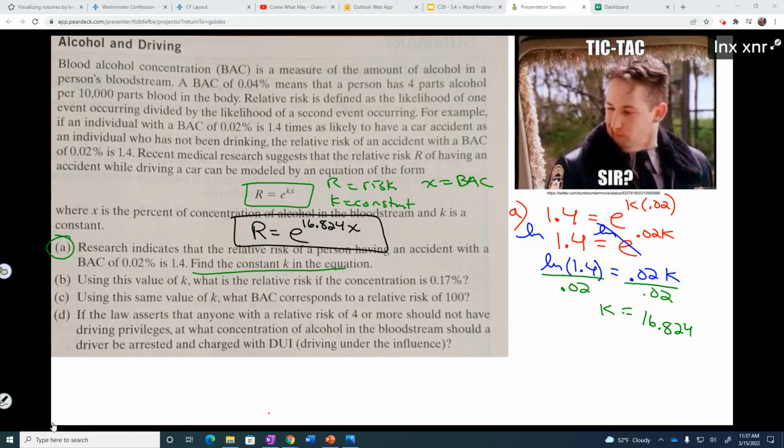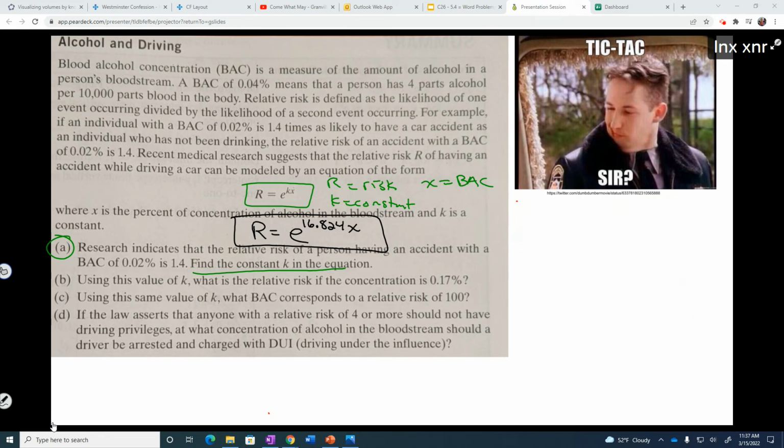So B says, using this value of K that we found, what is the relative risk if the concentration is 0.17? So if someone's been drinking a lot, their BAC is 0.17. What is the risk of them having an accident as compared to a normal driver? So we're solving for the relative risk. That means we're going to solve for R, right? R represents the relative risk.